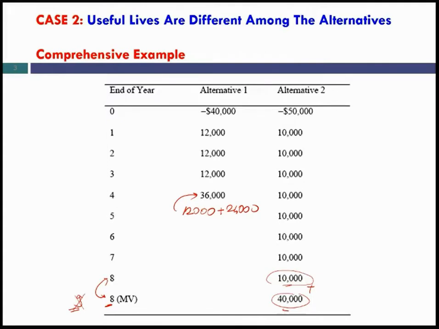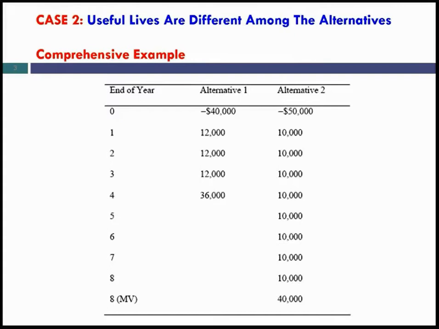Now in the first part, we will compare these two alternatives using the repeatability assumption. And in the repeatability assumption, when we compare alternatives, we will assume that we can repeat the same alternative, the same project cash flow, until the study periods of the two alternatives become equal to each other. And this occurs at the least common multiple of their useful lives.